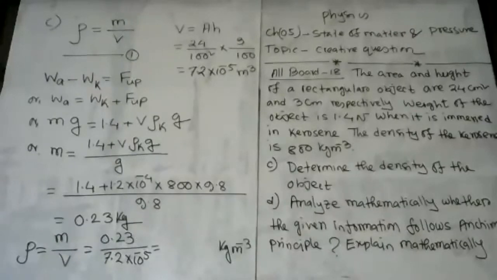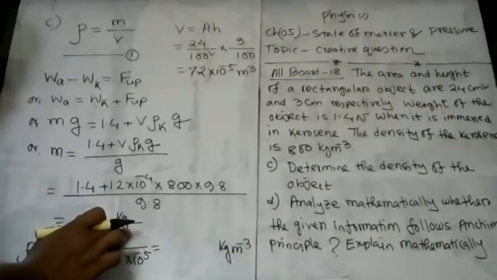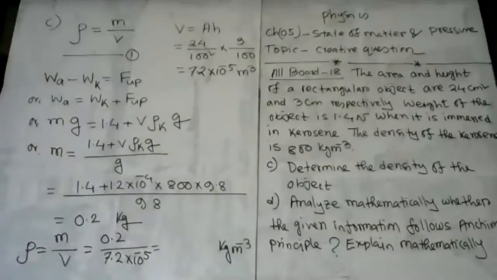And make sure that your answer is correct, my dear student. So now what is the value of mass? What is the correct value of mass? 0.20. Okay, so this is 0.20. No problem. Now find out the correct density of the body, my dear student.